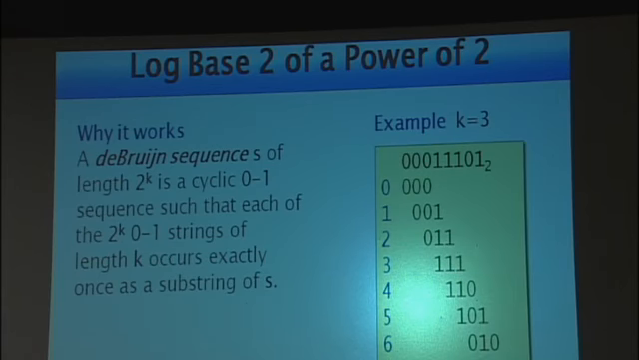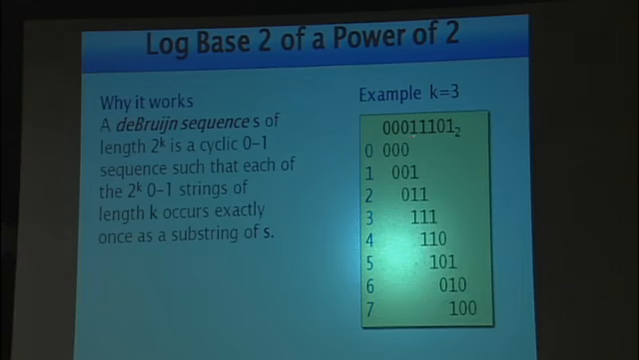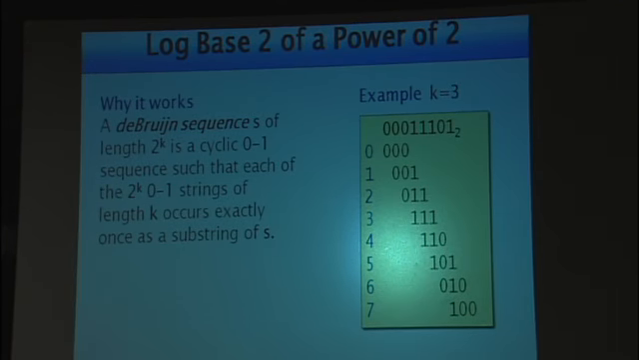Okay, smaller. So for example, k equals 3. So here's a sequence 0, 0, 0, 1, 1, 1, 0, 1, base 2. If I look at the first 3 bits, it's 0, 0, 0. The second 3 bits is 0, 0, 1. And notice that as I go through here, every sequence, and these are wrapping around the end, it's taking the last bit and then the first 2 of the end, every one of these gives you an index of every different bit pattern of length 3.